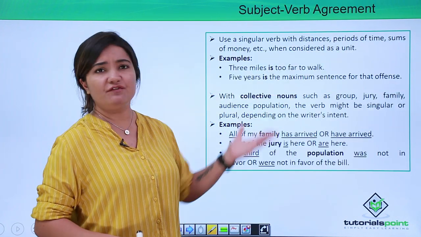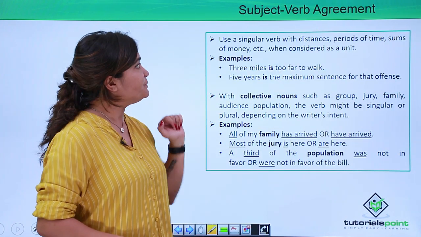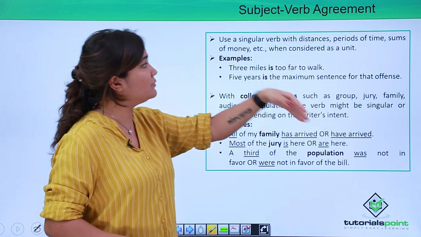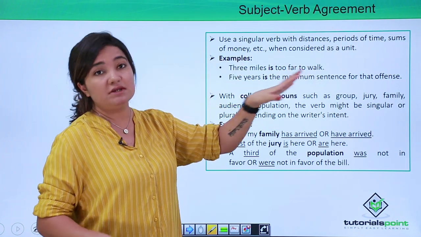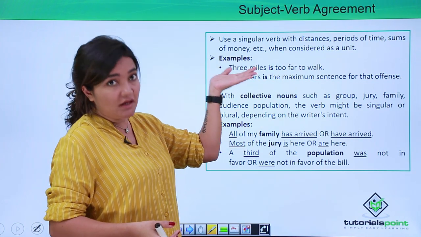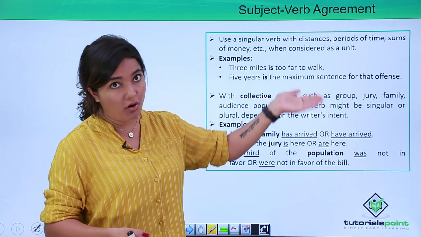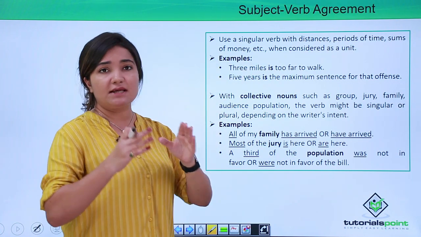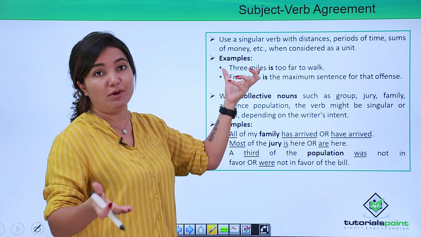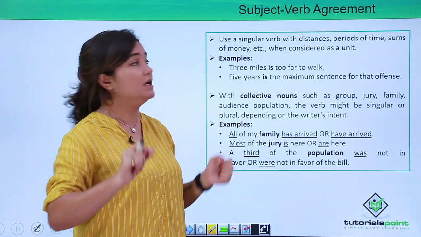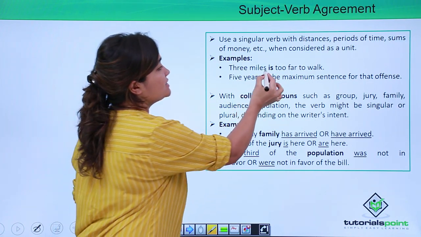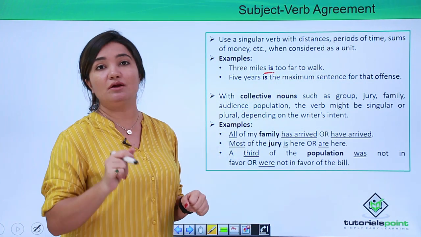Okay, so just a few of them left. Use a singular verb with distances, periods of time, sums of money, etc. because you consider them as one unit. So, for example, 3 miles is too far to walk. Here 3 miles is actually a distance, but while we are talking about it, we are considering it to be a single unit. So because we are considering this entire thing to be a single unit, we've used a singular verb here.